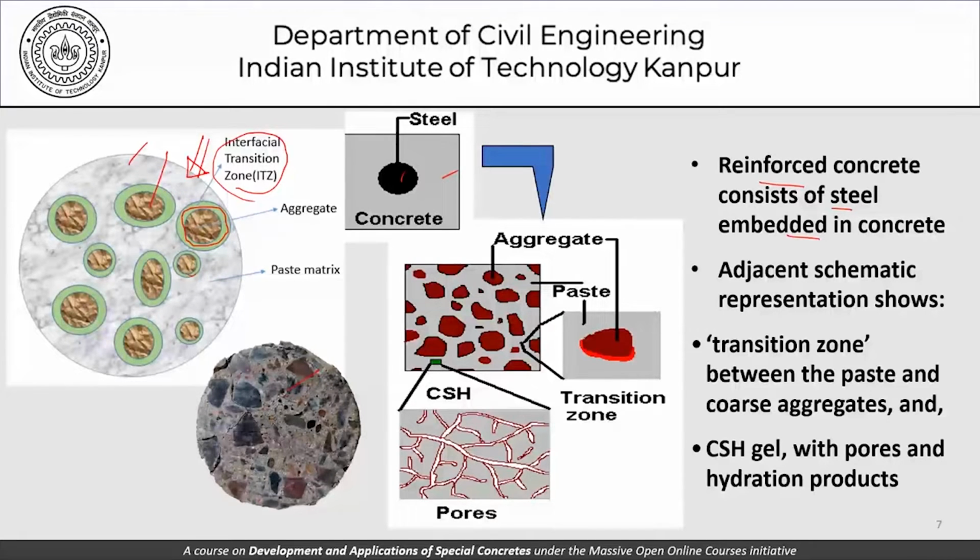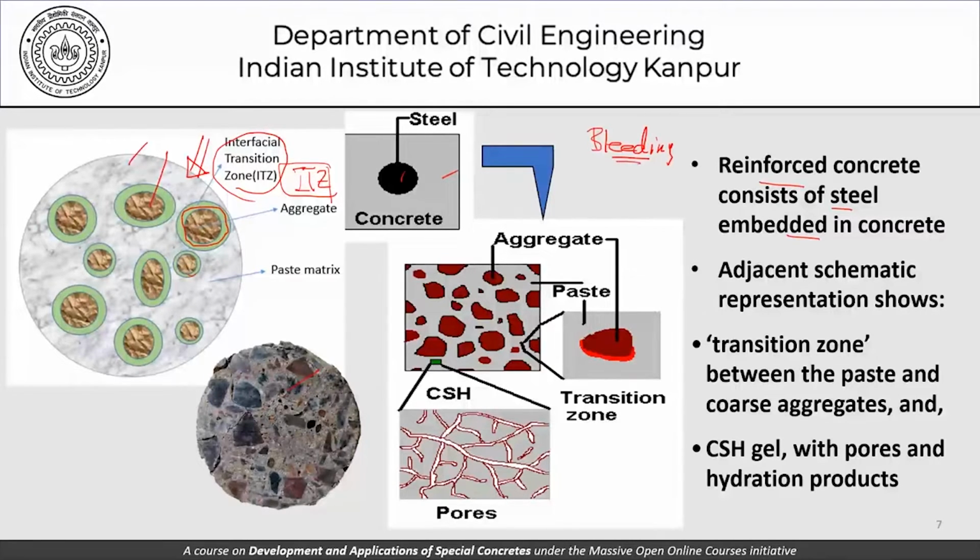That is the ITZ. We must remember that this ITZ is formed as the concrete hydrates, hardens and reaches its final form. To begin with, there is no ITZ; the aggregates are mixed together with the mortar, and that's what concrete is. But due to various reasons, let me mention one of them, bleeding is the primary reason for the formation of this ITZ.